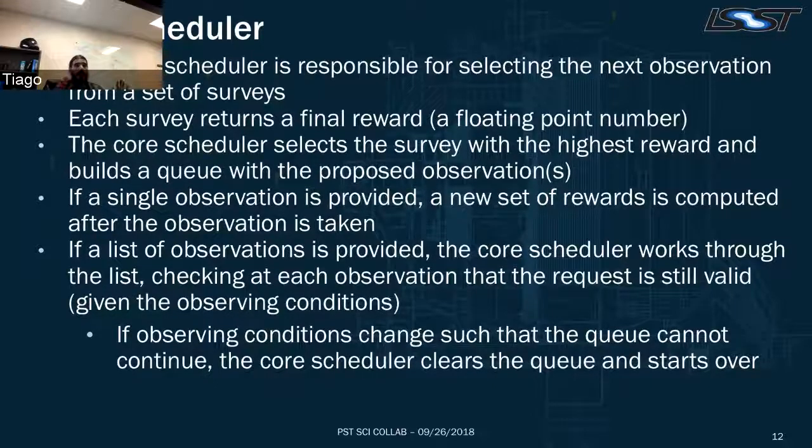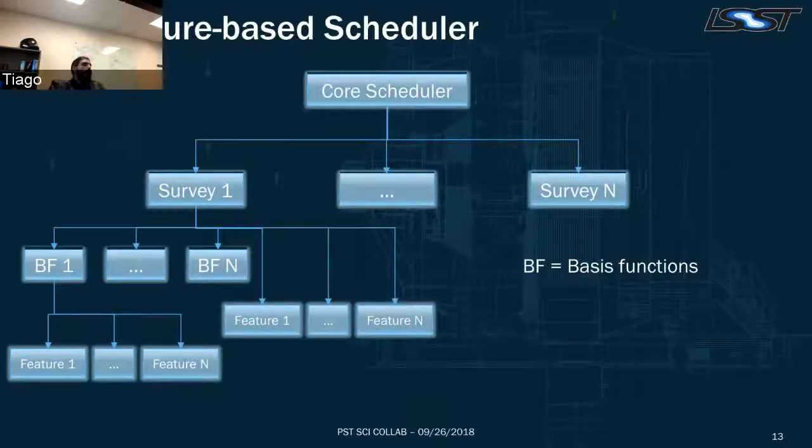So now we can piece all of this together into a logic tree, and we have how the feature-based scheduler is organized. At the top, we have the core scheduler, which has a list of surveys, and each survey has a list of basis functions, and each basis function has a list of features.